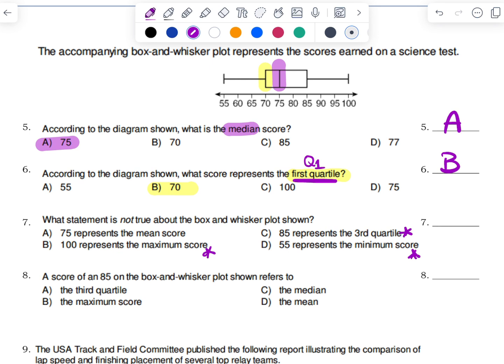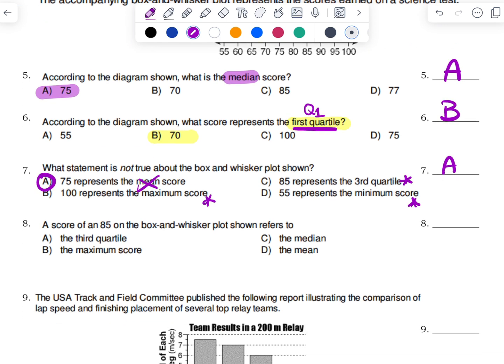But here's what really gets you, and this question is here to make sure you understand the difference between these two words. A lot of people mix up median and mean because they both tend to fall around the middle, okay? But the mean isn't even in this picture, so that's why A is false, or not true. A score of 85 on the box and whisker plot shown refers to, as we've already discussed, the third quartile value, so that's A.